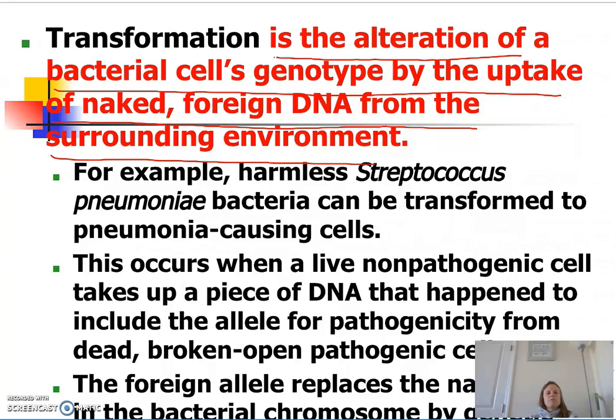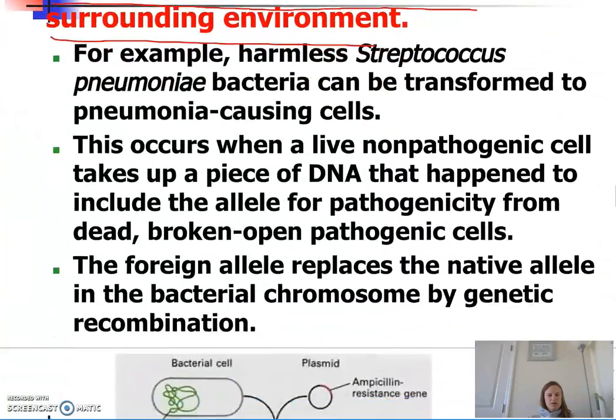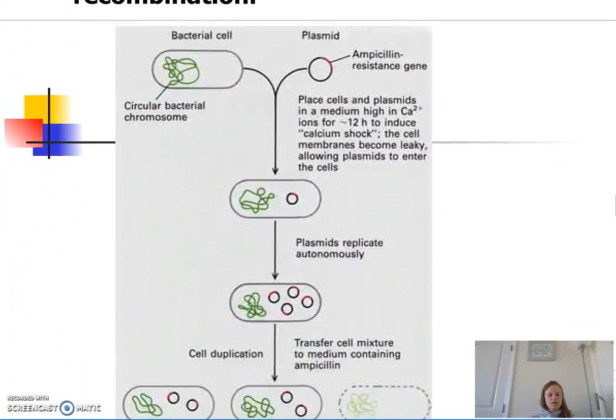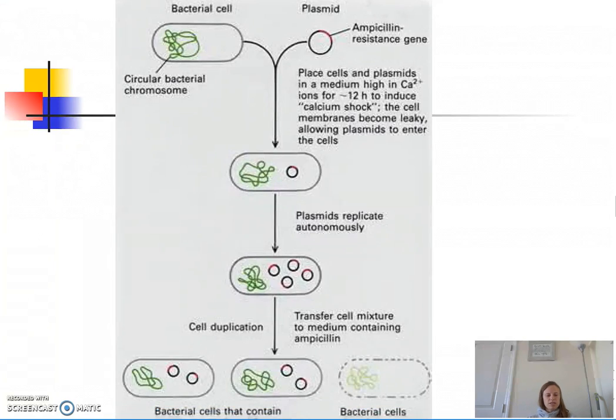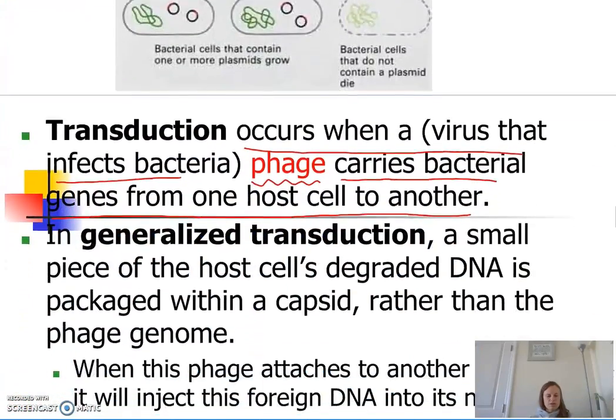Transformation is the alteration of a bacteria cell's genotype by the uptake of naked foreign DNA from the surrounding environment. And guys, this is what we did in our lab. We had a bacteria cell uptake foreign DNA, where within a plasmid, we used transformation techniques. We exposed it to calcium chloride and then performed a heat shock so that plasmid would uptake foreign DNA. In our case, it was ampicillin resistance and the green fluorescent protein. So this is transformation. That is one mechanism for horizontal transfer.